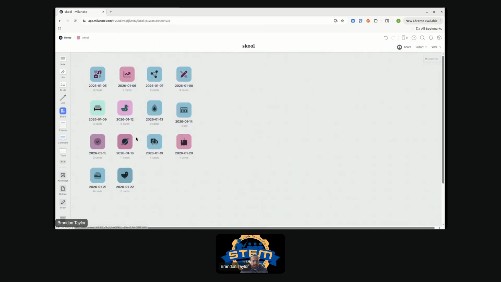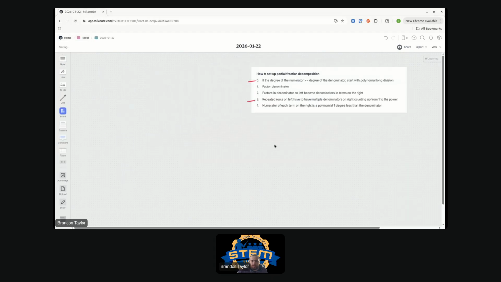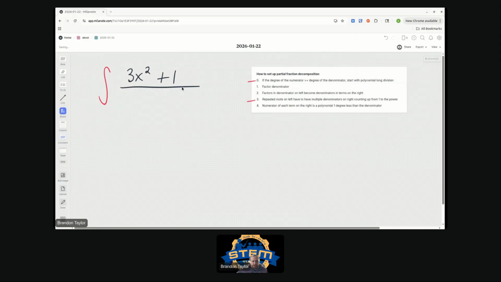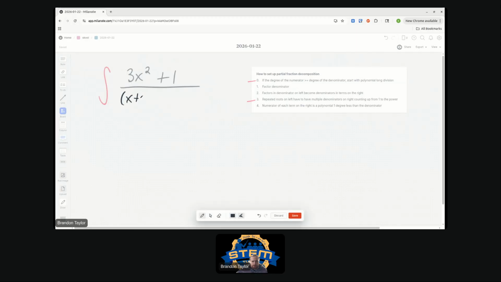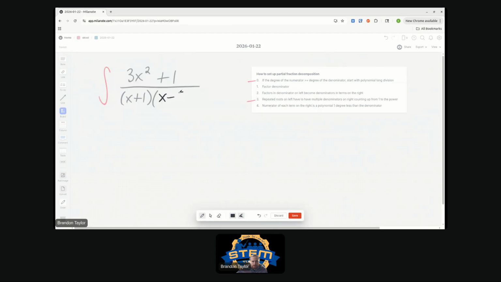So let's dive into this again. The thing that's different about this problem that we're going to start with today, and I'll do another one afterwards as well, let me write this down. Let's take the integral of 3x squared plus 1 over x plus 1 times x minus 5, squared.